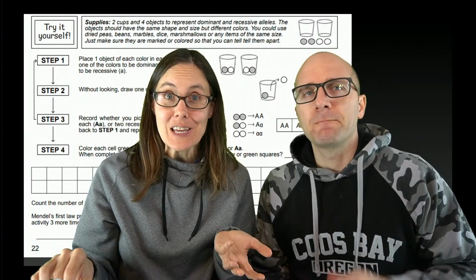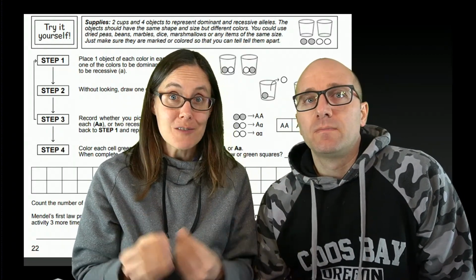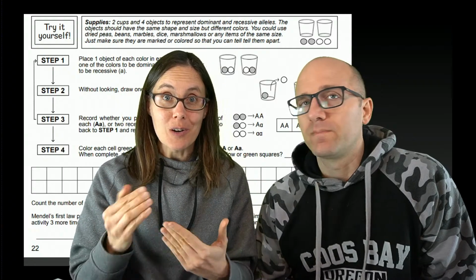That's right. And this is what gave Mendel that 3-to-1 ratio, because he wasn't looking at the genes. He couldn't see the chromosomes. He couldn't see the alleles. He was just looking at the phenotype. And when he looked at the phenotype, he saw that 3-to-1 ratio.